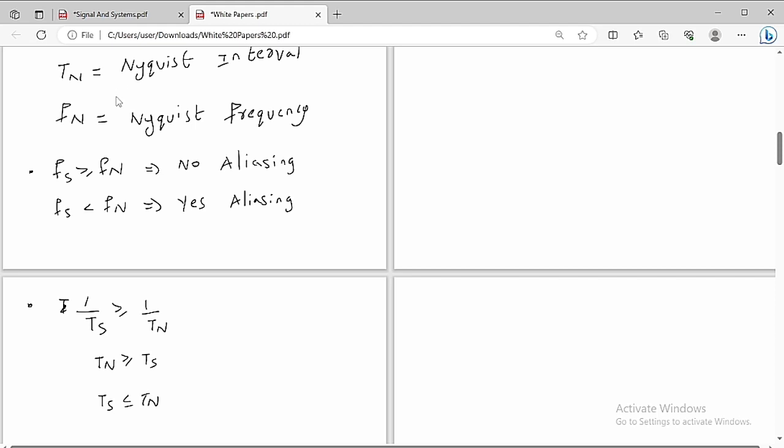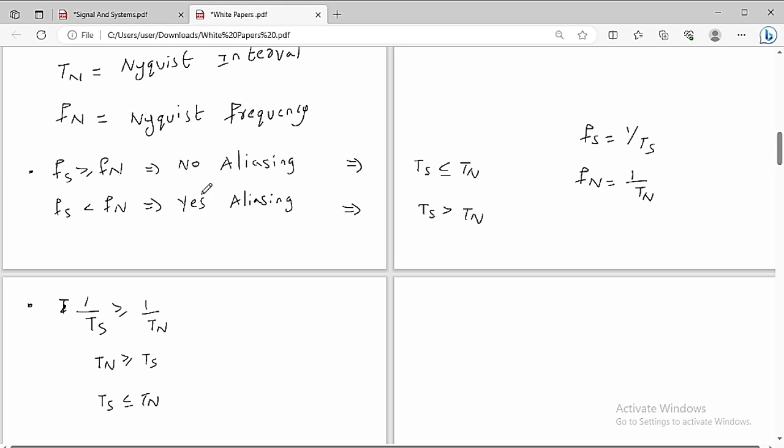But this is for no aliasing, because I have taken the first equation. Here, Ts is less than or equal to Tn, because Fs is nothing but 1 by Ts and Fn is nothing but 1 by Tn. So the sampling time period should always be less than or equal to the Nyquist time period, then only there will be no aliasing. If the sampling time period is greater than the Nyquist time period, yes, there will be aliasing.